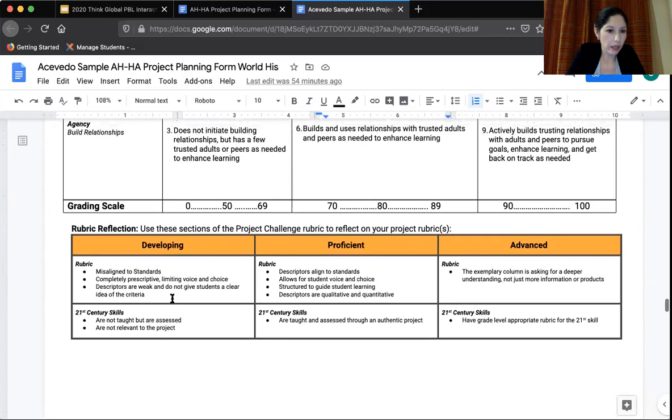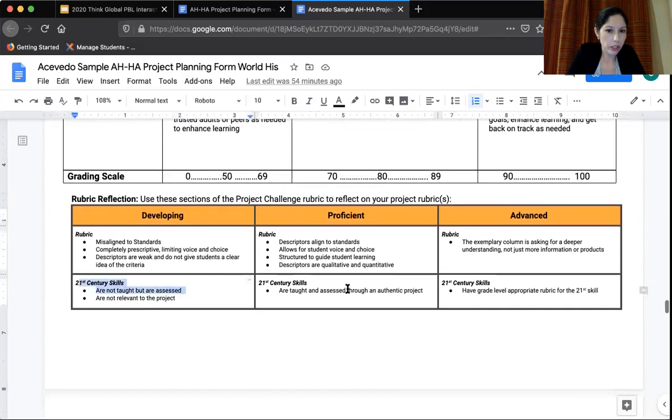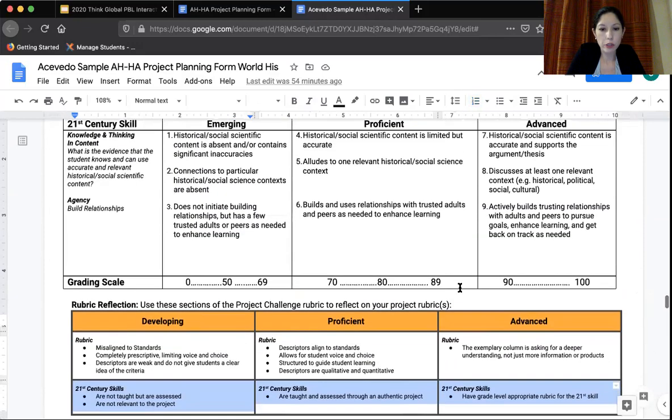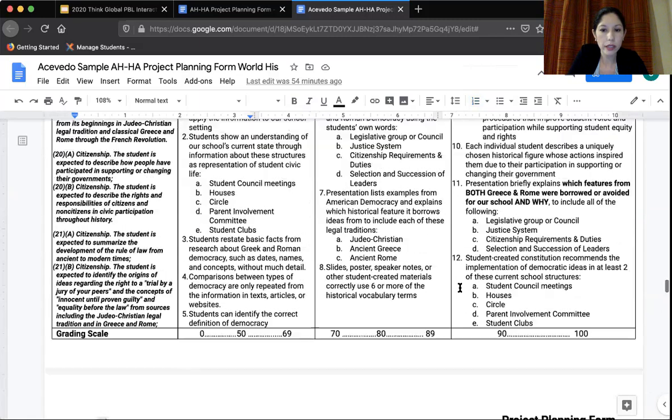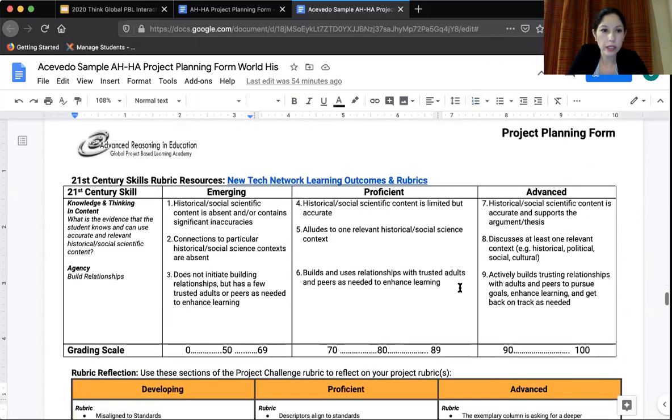The one thing that I wanted to look at is the 21st century skills piece. I do have a rubric down here for it. This is the rubric we were just looking at, and I scroll down, and here is the 21st century skills rubric for this project. I chose knowledge and thinking, and I chose agency. I think collaboration would be another great one.